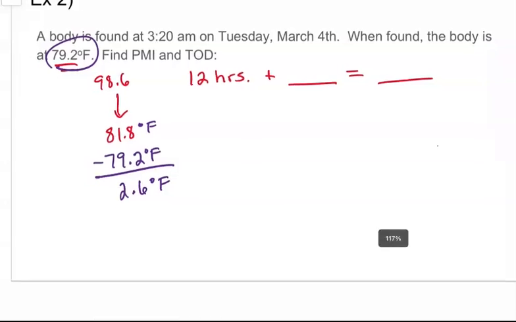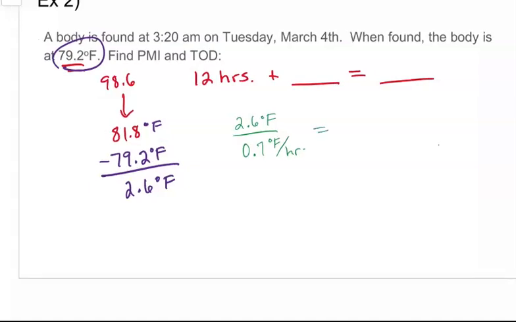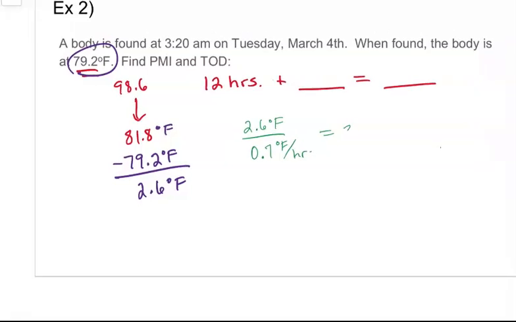Okay, and so the change is 2.6 degrees Fahrenheit, and since that's after 12 hours, we're not going to divide by 1.4, we're going to divide by 0.7 degrees Fahrenheit per hour. And so 2.6 divided by 0.7 is going to give me about 3.7 hours. So this person has been dead for a total of 15.7 hours, right?